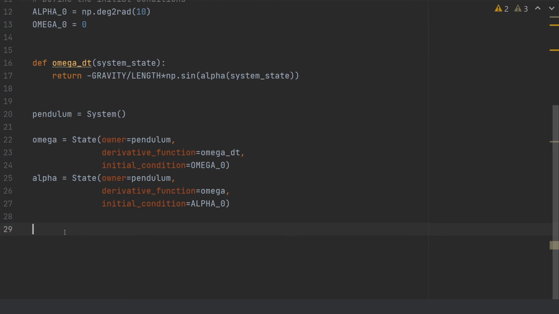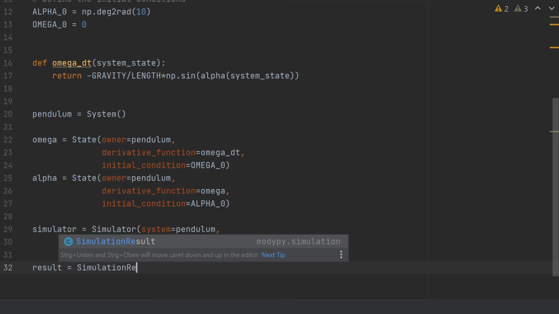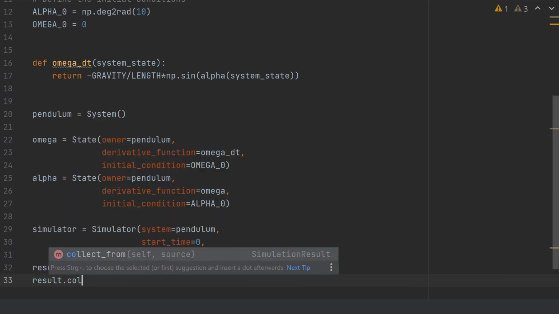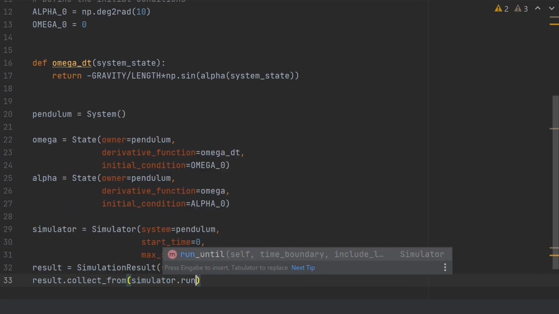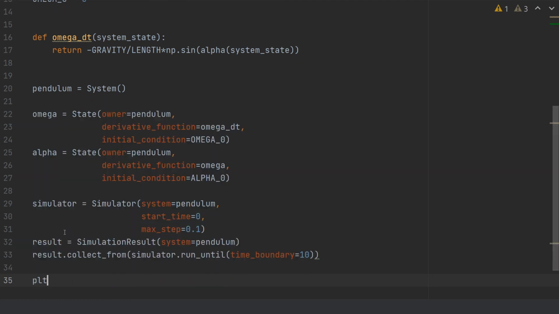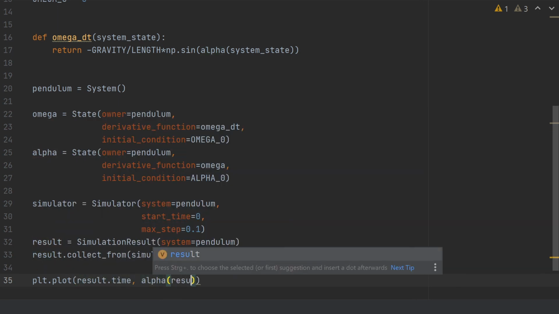And now we want to do a little bit of simulation. So we create our simulator. And I will already set the step size to 0.1 seconds. We get our result object and we collect our results from the simulator. And now we can plot those results. We will simply plot the angle alpha against time.